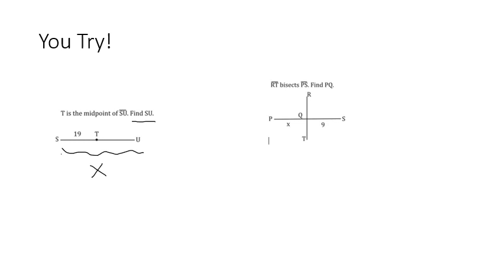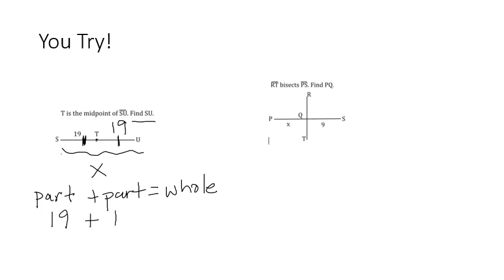Okay, so we know that if G is the midpoint, then this piece is 19, and this piece is also 19. So now we're back to the information that we used from yesterday, where we have a part plus a part equaling a whole. It just so happens that here, these parts are exactly the same size.